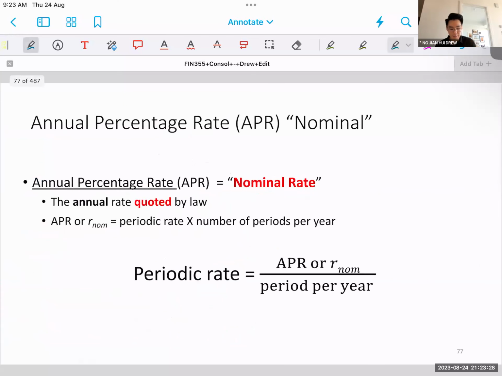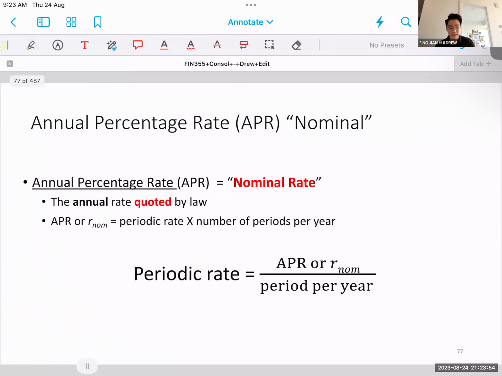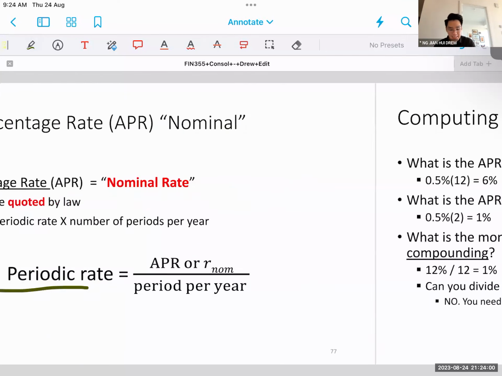This is an important part where we need to be able to identify the type of rates, because rates sometimes can be very confusing after a while. Whenever we talk about the APR, or annual percentage rate, that is the nominal rate, right? And when you noticed just now that we were dividing 10% by 12, or 10% by 360, what we are calculating is actually the periodic rate. So it's the nominal rate divided by the number of periods.